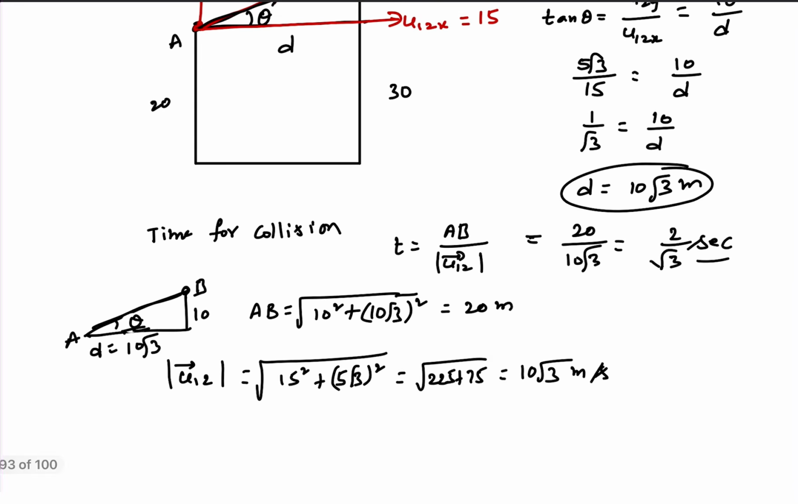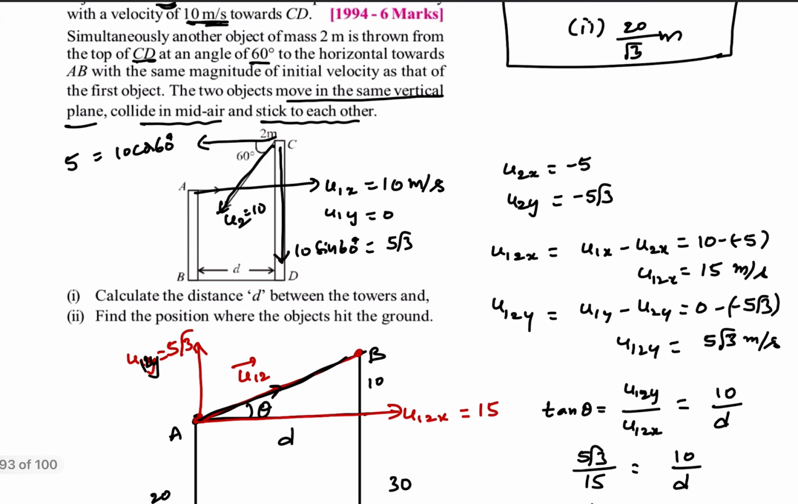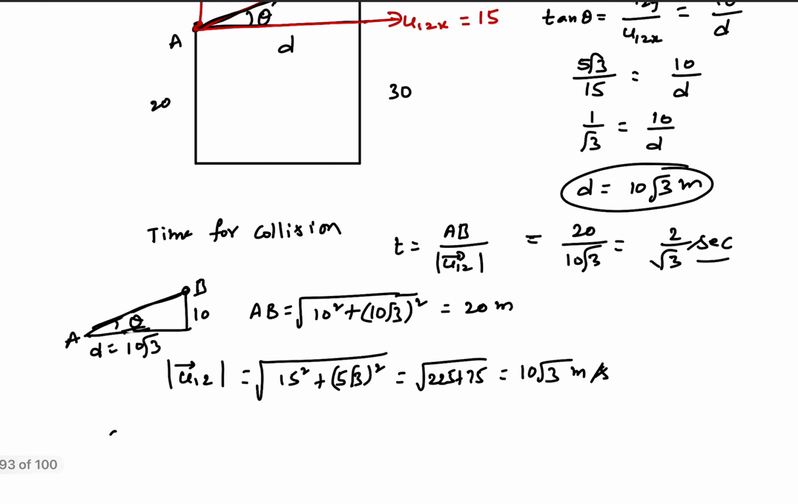If they collide at 2 by root 3 seconds, now you can also apply conservation of linear momentum. The two projectiles move in the same vertical plane, so I am applying it along the x-axis. You can apply it along the horizontal direction, since there is no external force.